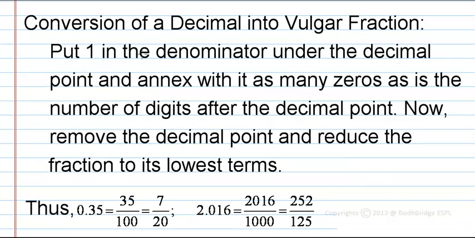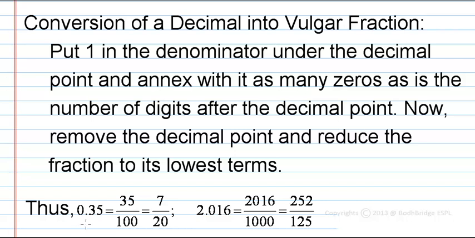Now, conversion of a decimal into a vulgar fraction. The definition is: put 1 in the denominator under the decimal point and annex with it as many zeros as is the number of digits after the decimal point. Now remove the decimal point and reduce the fraction to its lowest term. This is how we are going to convert the decimal into vulgar.